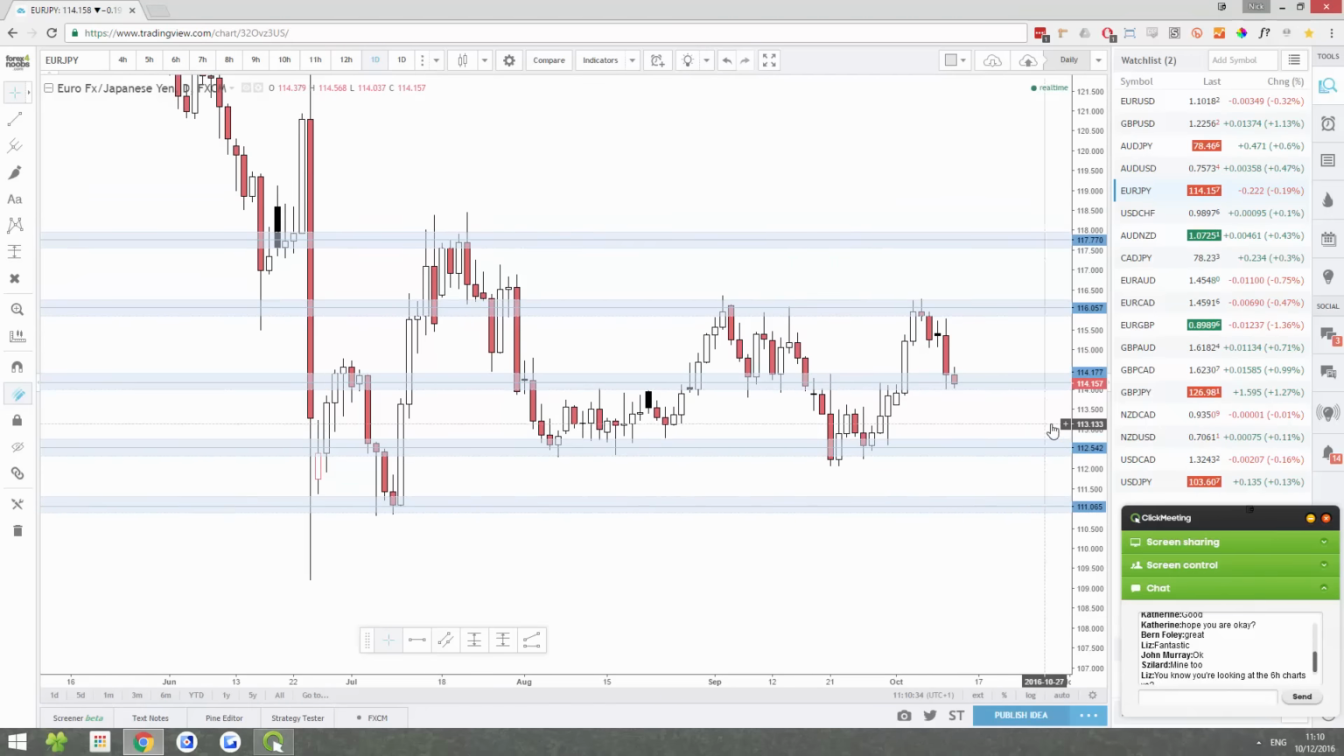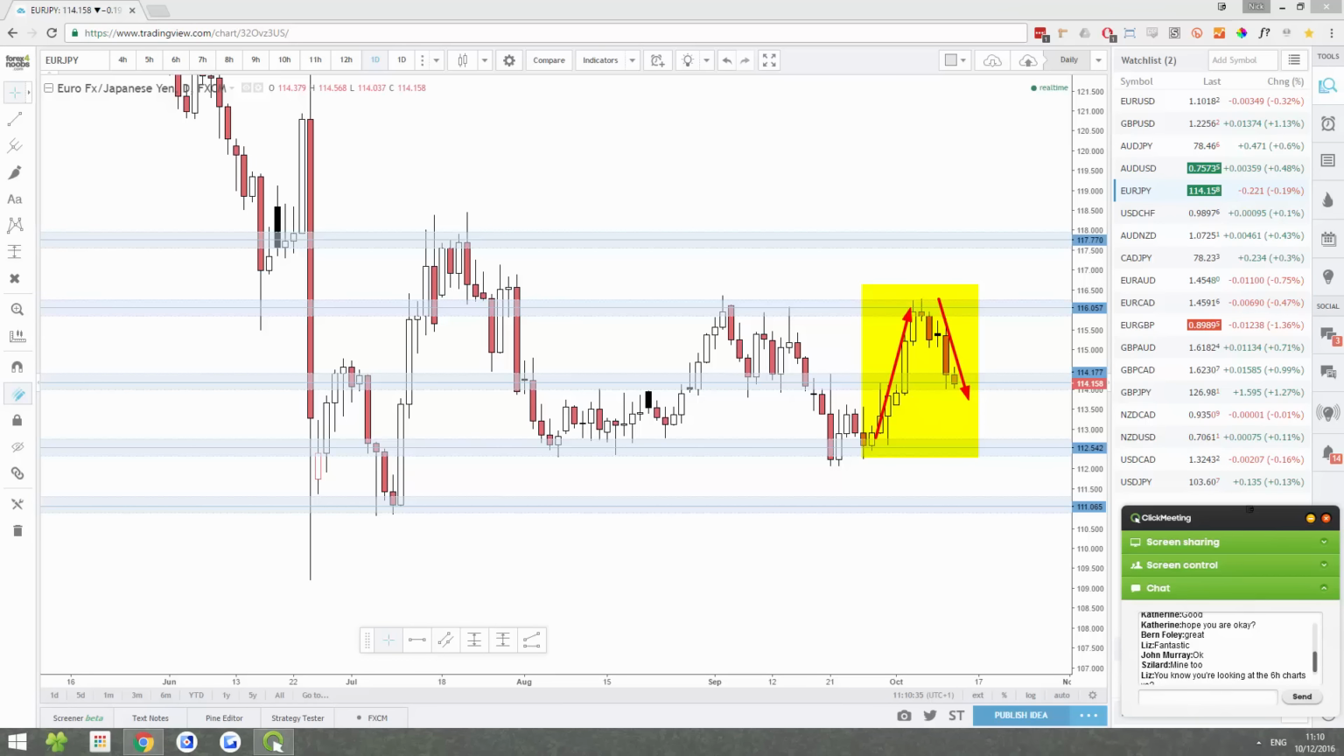EURJPY trade from last week, from Friday. That worked out quite nicely. It took a while, and I was thinking about exiting for a long time, really, but yeah, the patience paid off, and it came back down and it hit its target. So that was a good trade.